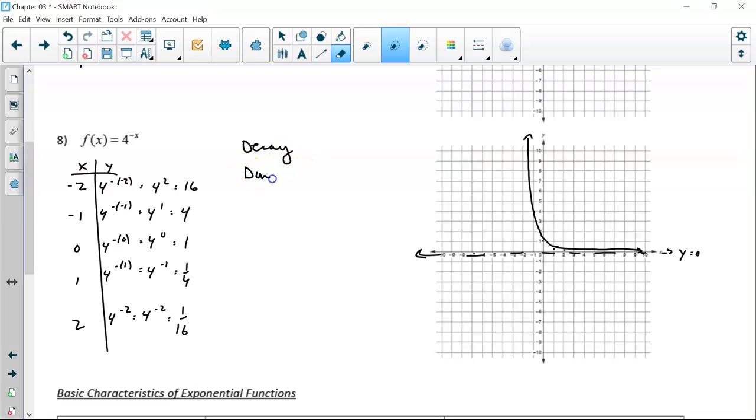Our domain, going from negative infinity to positive infinity. Our range is going from 0 towards infinity. And our horizontal asymptote is at y equals 0.